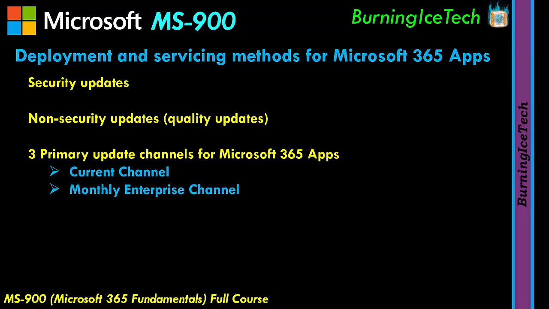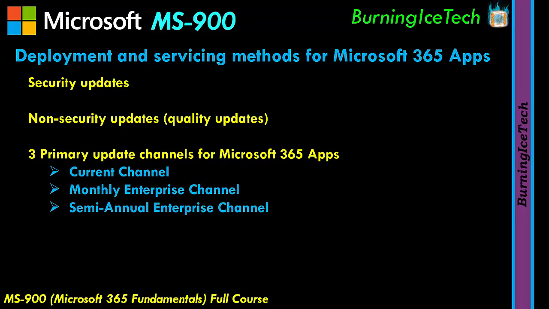The third one here is not something you'll see people using often. The third one is called Semi-Annual Enterprise Channel. With this one, updates are received every 6 months. Yes, you heard correctly. Every 6 months, so twice a year. This is normally going to take place in January, and it's also going to take place in July, on the second Tuesday of those respective months.